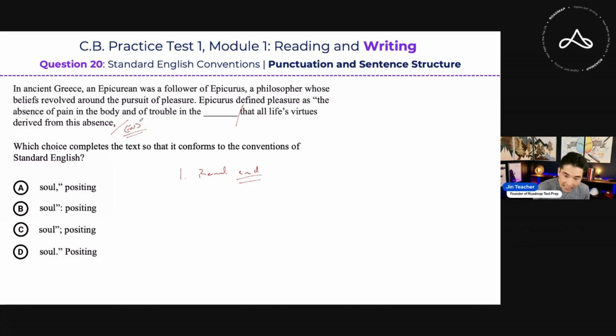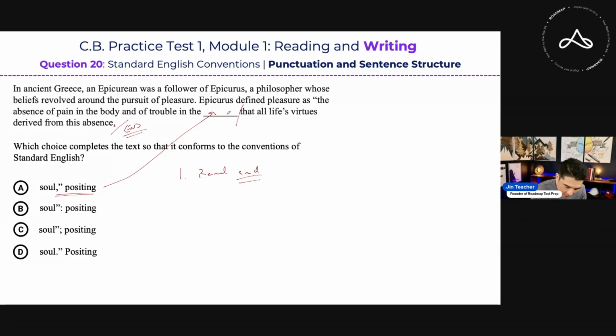Tip number two, you heard me kind of do this: for grammar questions, you want to plug in answer choice A. Whatever answer choice A says, just plug this into the underlined blank. Don't just read it as a blank. Don't just say, and of trouble in the blank, that all life's virtues derived from this absence. That's super confusing. Don't do that. You want to say, and of trouble in the soul, positing that all life's virtues derived from this absence. So plug in answer choice A.